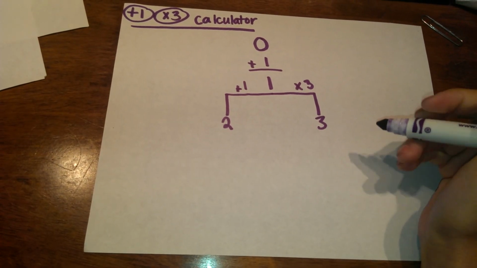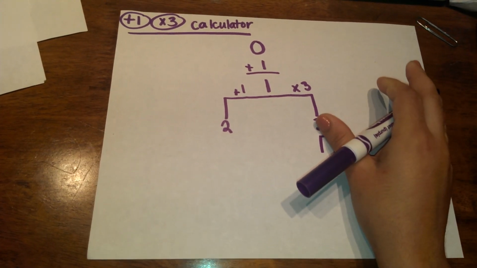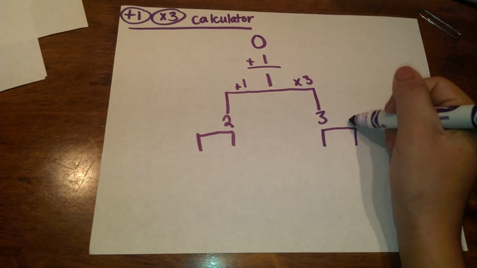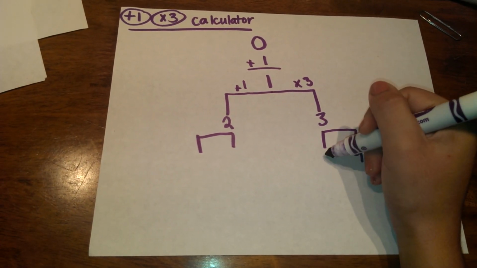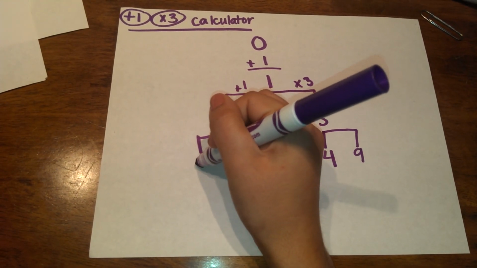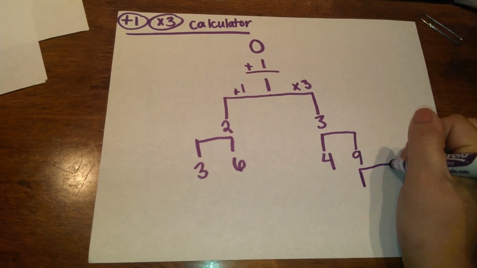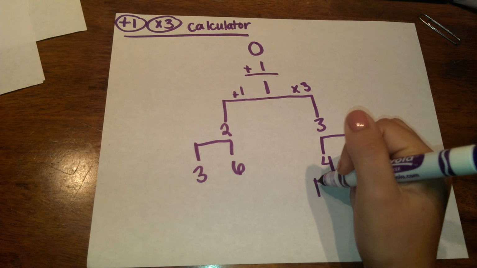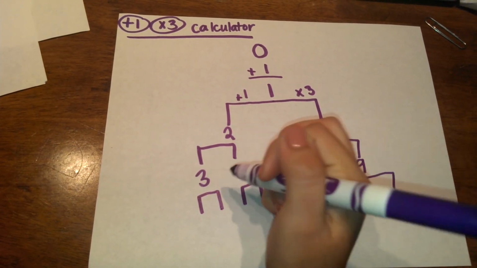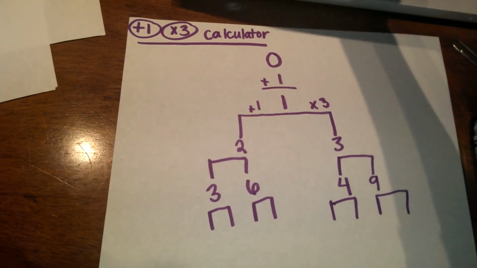And I continue to do this, so you would have 2 right here. And this would be times 3 is 9, plus 1 is 4. 2 times 3 is 6, and 2 plus 1 is 3. So I continued to do this, and it kind of got big, so I just continued to do it for every single one. Now I'm not going to do it all here, but I did list them all.